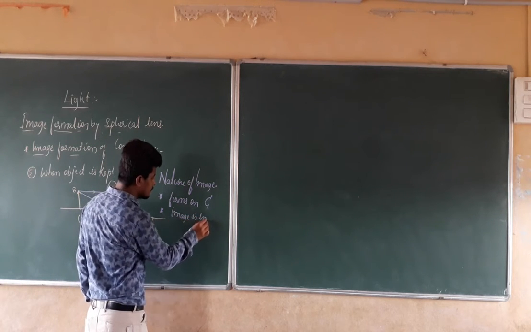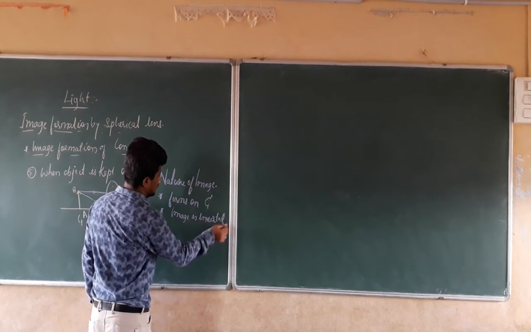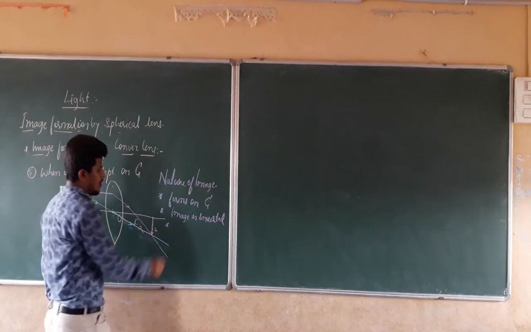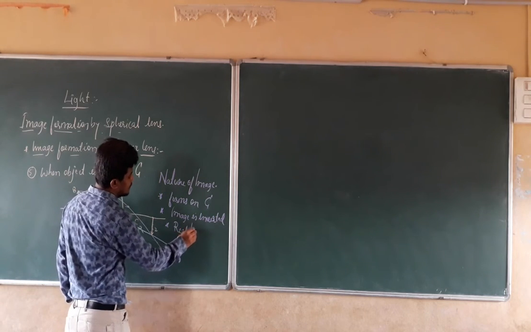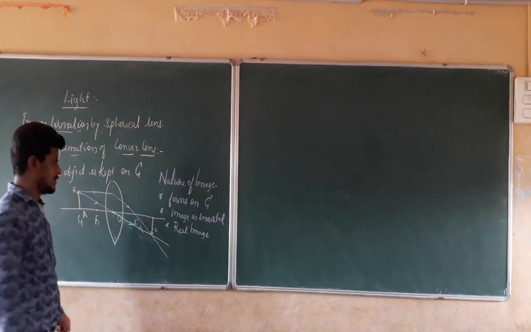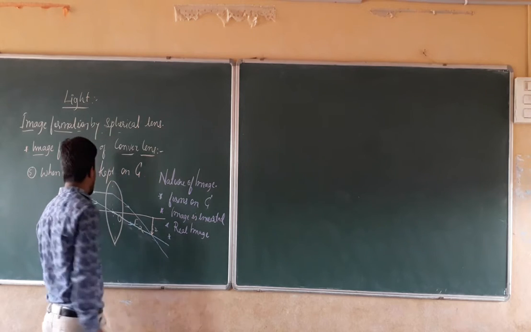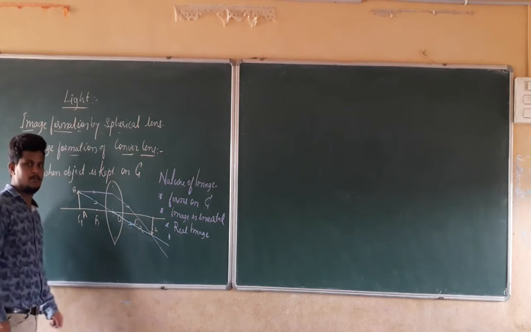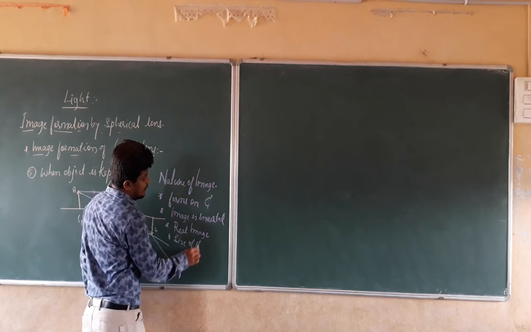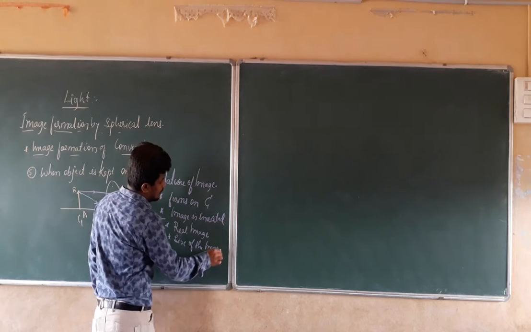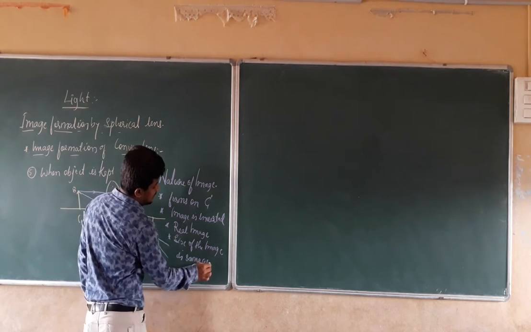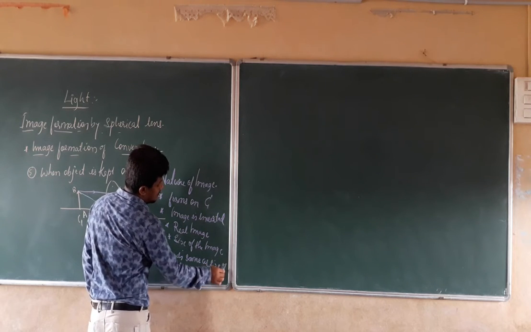Third condition. All the inverted images are what? All the inverted images are real images. Fourth condition. When you check the size of the image and the size of the object, both are the same. The size of the image is the same as the size of the object.